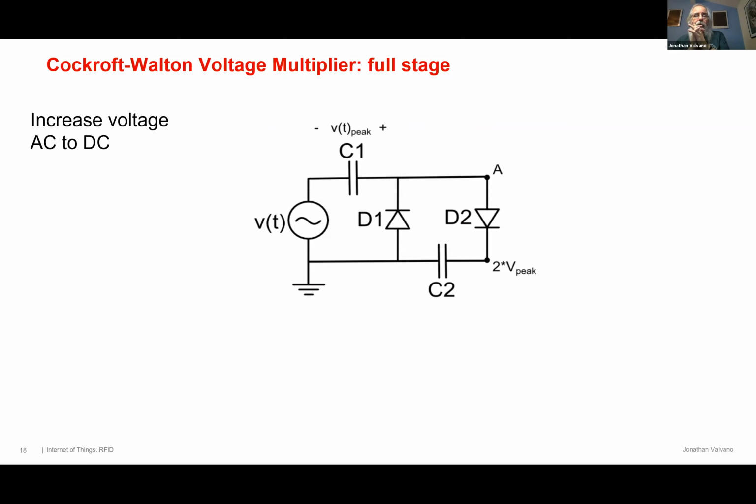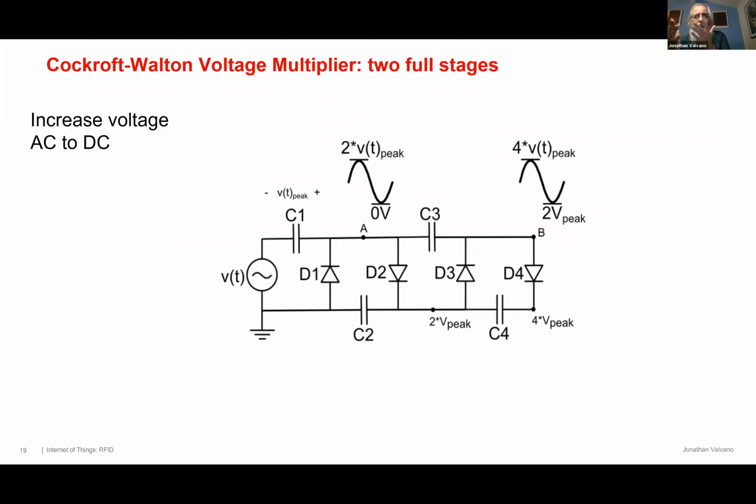No. So if I double the voltage, what is the cost of doubling the voltage? Having the current. So whatever current is available to run my load is gone. So if one works, how about two? Yeah, sure, that works too. So you can stack these. These are two full stage Cockcroft-Walton voltage multipliers.